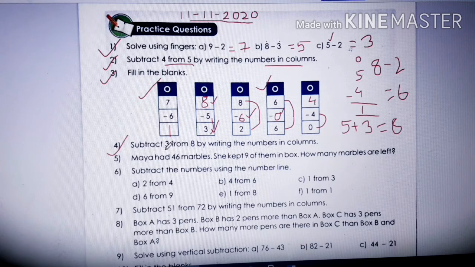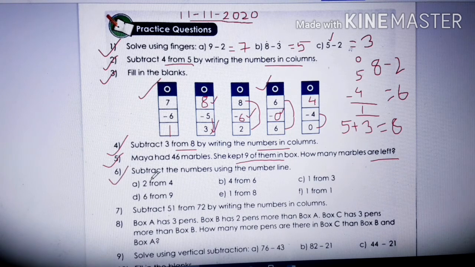Number 4, subtract 3 from 8 by writing the numbers in columns. You have to do the same as number 2. You can do it, right? Then number 5, Maya had 46 marbles. She kept 9 of them in a box. How many marbles are left? When the word left is there, children, what are you going to do? Subtraction. And word problems we have already done many, isn't it? So you try yourself.